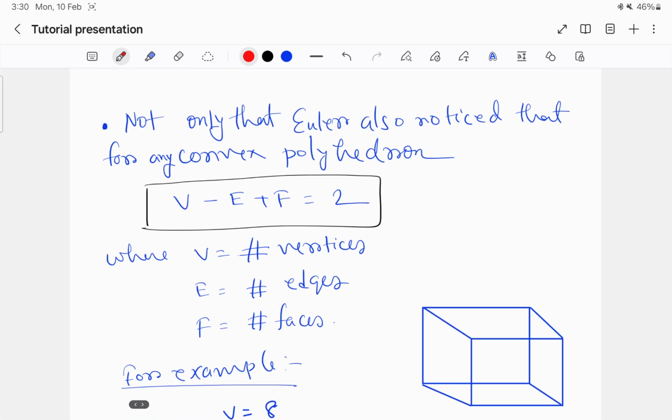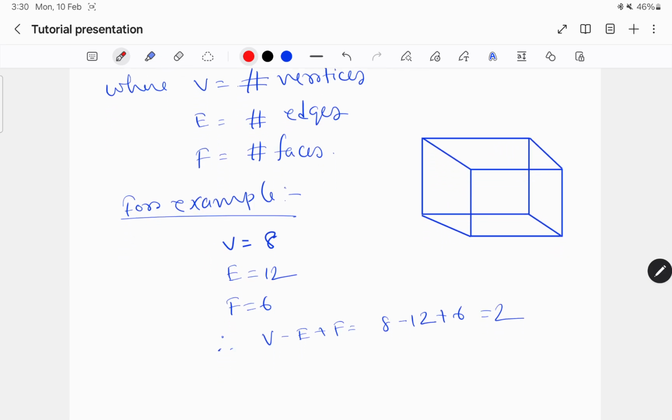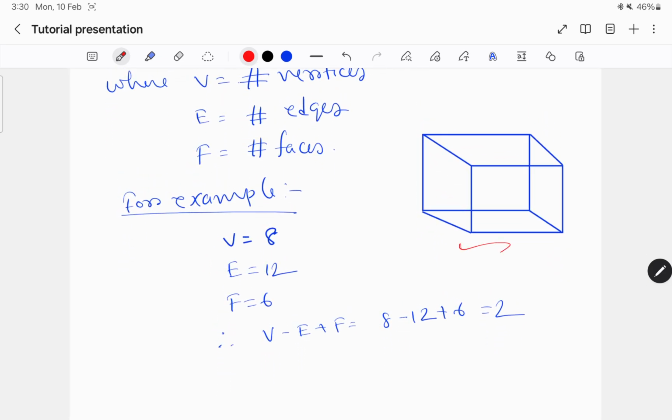Not only that, Euler also noticed that for any convex polyhedron, the number of vertices minus the number of edges plus the number of faces is always equal to 2. For example, you can take this particular cube: the number of vertices is 8, the number of edges is 12, and the number of faces is 6. So therefore the quantity V minus E plus F is equal to 2. And the fascinating fact is that it holds for any convex polyhedron.